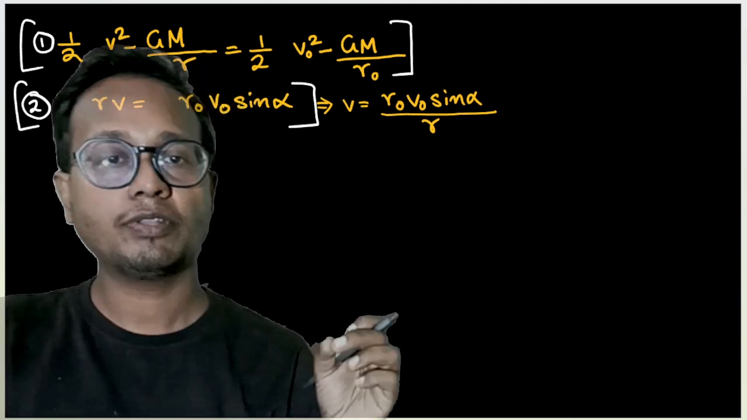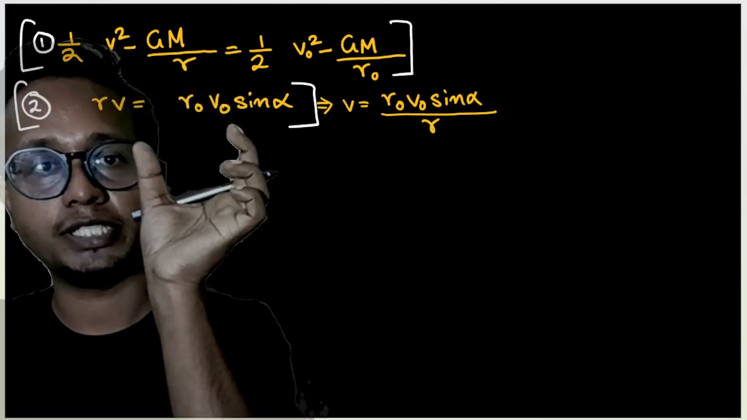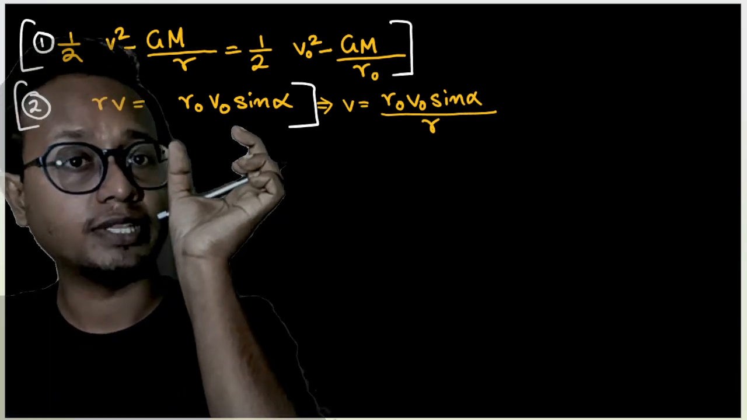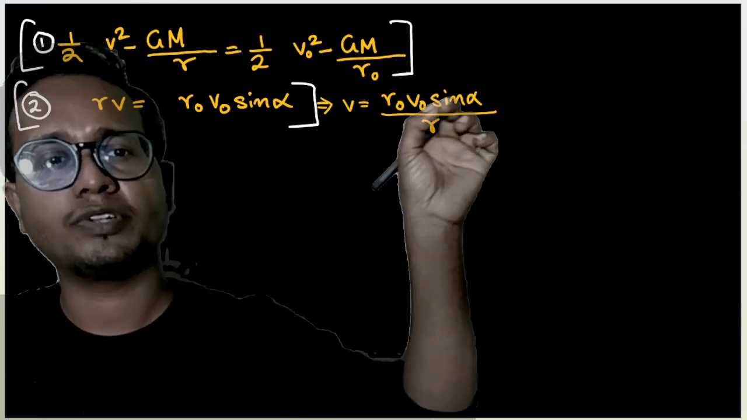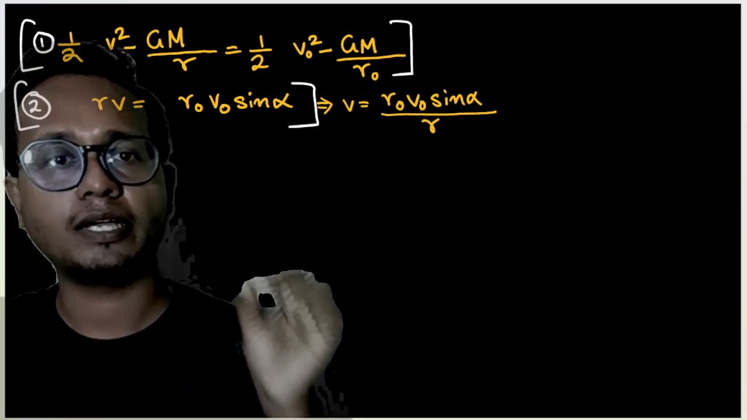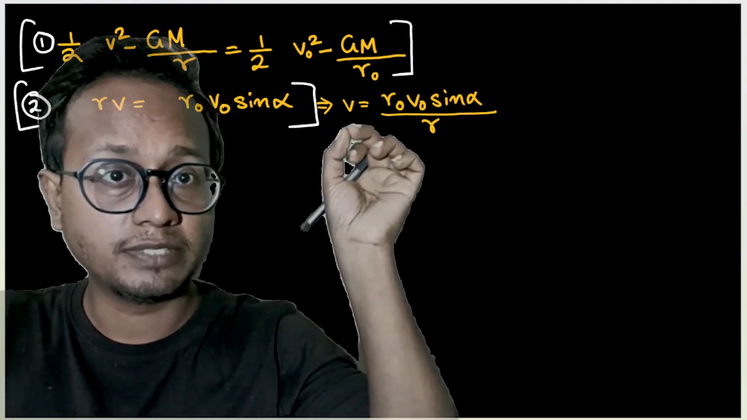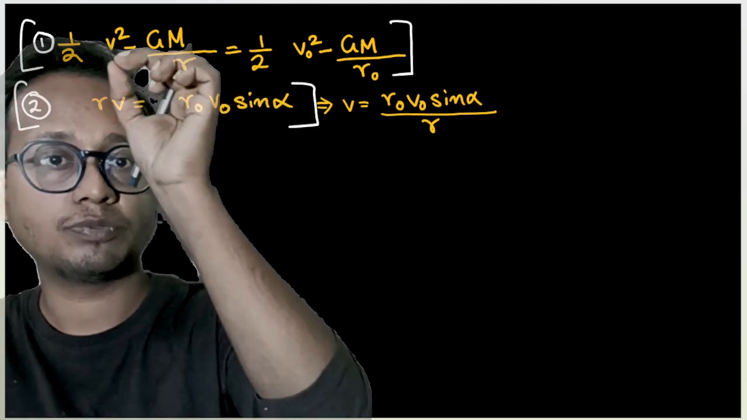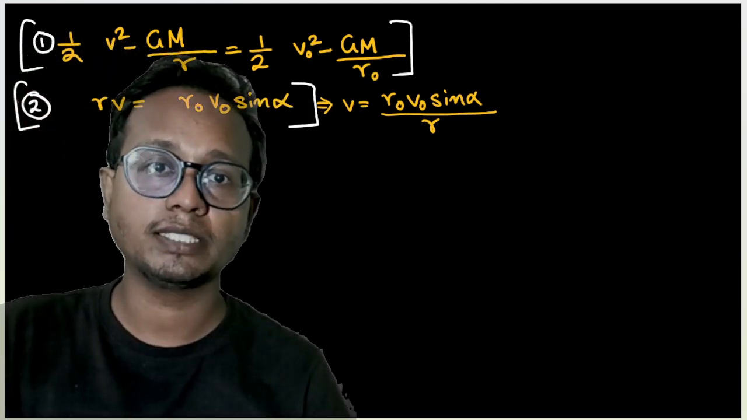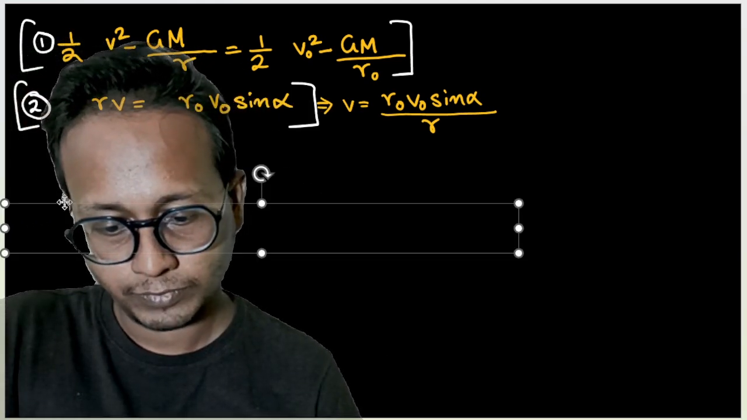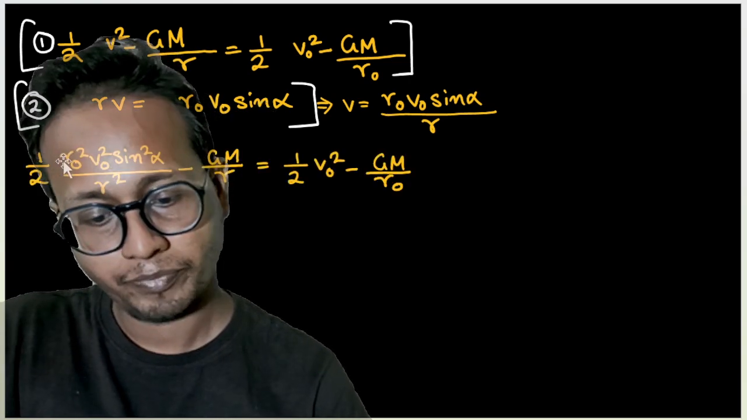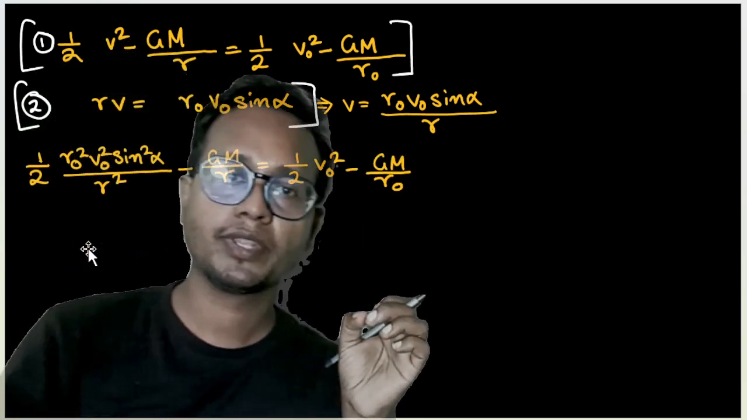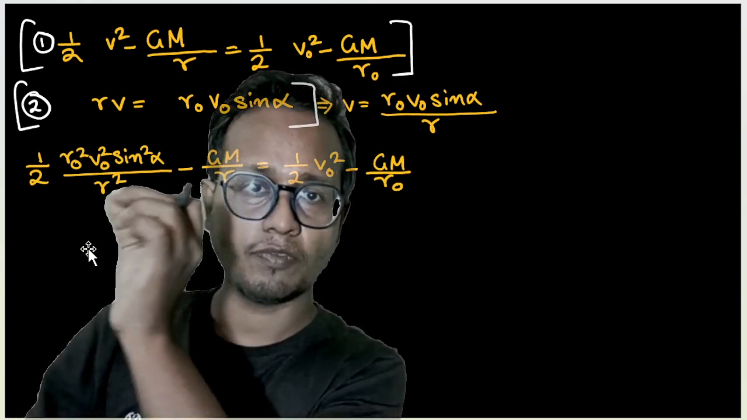The first thing you have to do is, from the second equation, r v is equal to r0 v0 sine alpha, or conservation of angular momentum. From this equation, just take v is equal to r0 v0 sine alpha by r. Let me send this r downward. Now substitute this v in this v square, and then you get an equation somewhat like this. Now what do you have to solve for? You have to solve for the value of r.